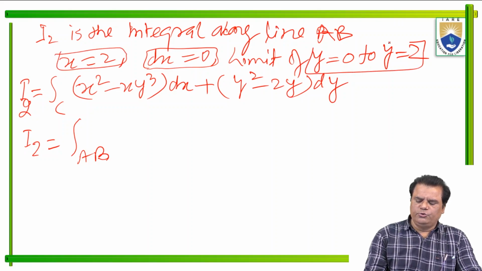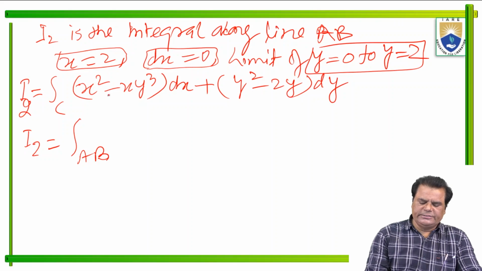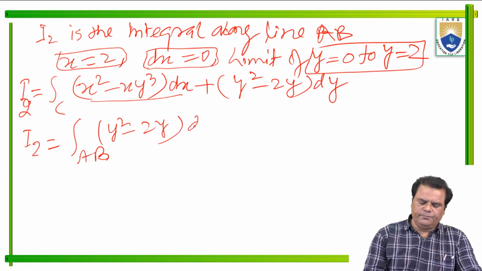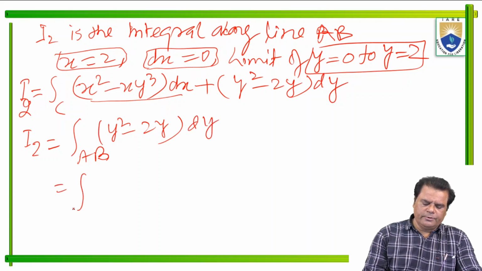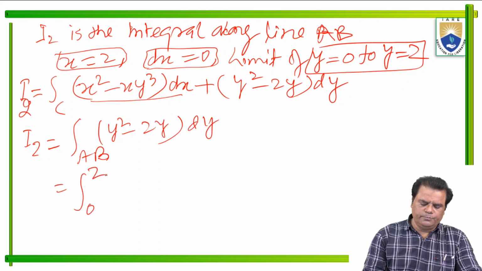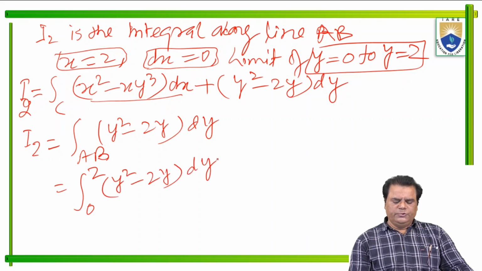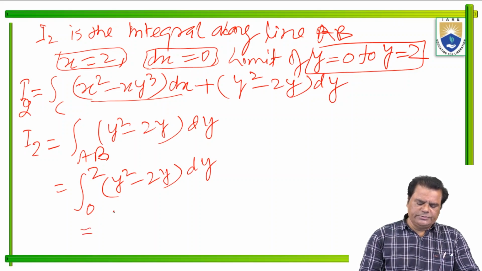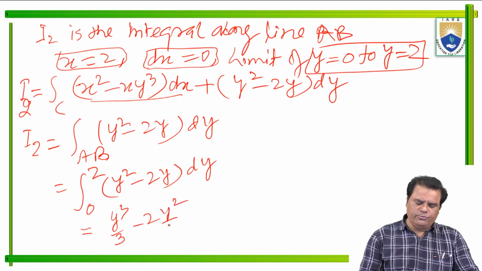Limit y from 0 to 2. So x dx is 0, and the first integral vanishes. Then the value of the integral of y square minus 2y dy, putting limit y from 0 to 2. This is an odd integral, so integrating, we get y cube by 3 minus 2y square by 2.